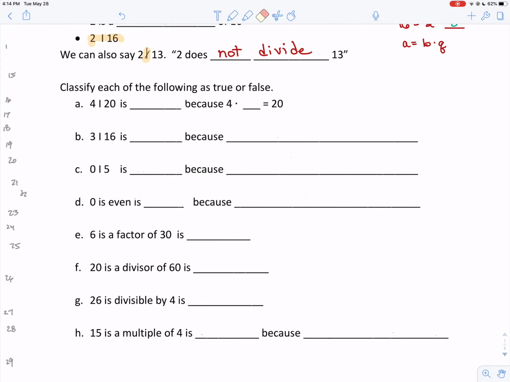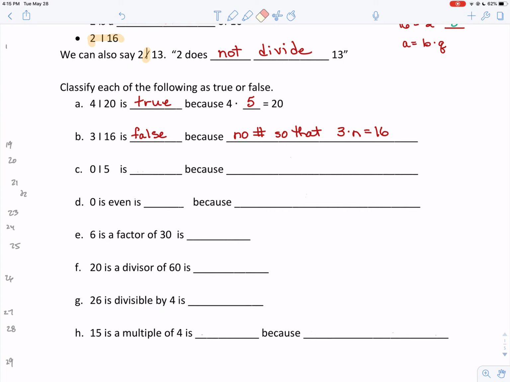Okay, so does 4 divide 20? Yes, it does. It's true, because there is a number that we can multiply 4 by to get 20, and that's 5. Now, does 3 divide 16? Nope, it doesn't. It's false, because there is no number that you can multiply 3 by to get 16.